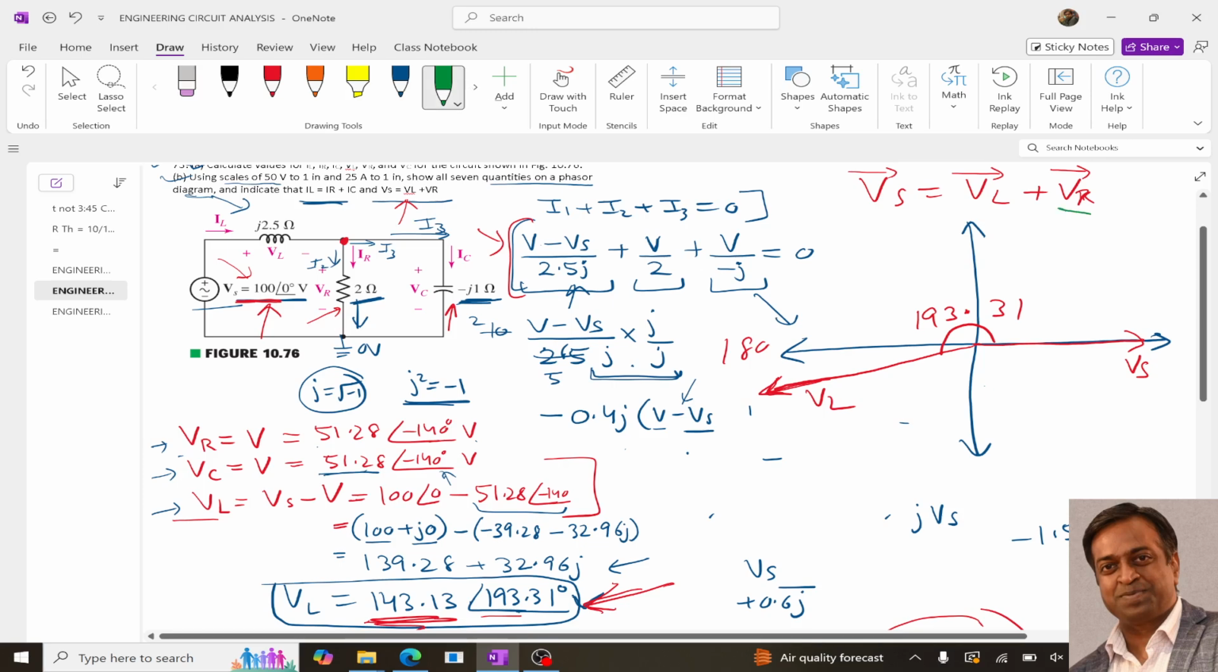And the third is VR. Our VR is this. So 51.28, and angle is minus 140. So 140 angle will be over here. So this is our, let me reduce the length. It is VR. Angle is minus 140, right? So now over here, if you do a vector sum of this VL and VR, then you will get this VS, right? So this is how you can represent this on a phasor diagram.